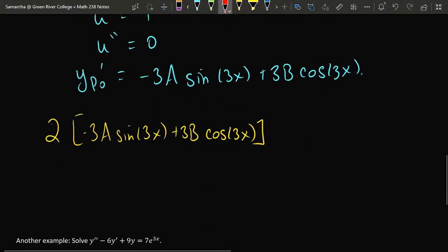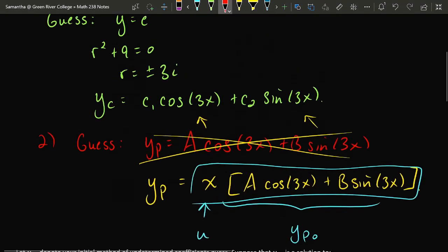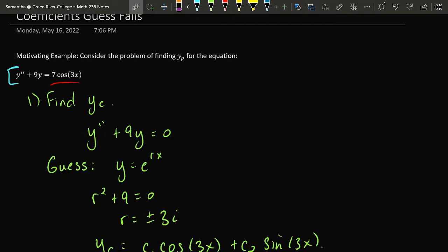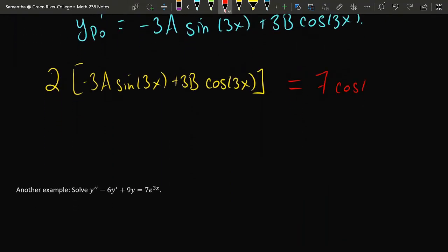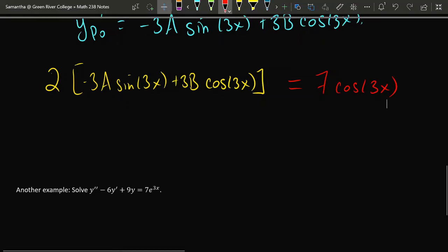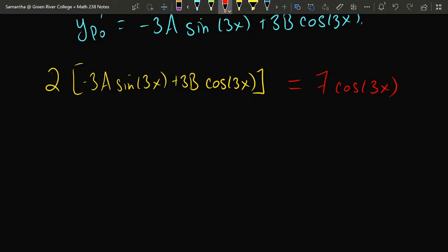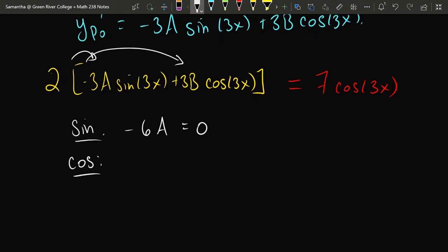That's the left-hand side of the differential equation, and the right-hand side of our differential equation in our problem is equal to 7 cosine 3x. So let's copy that down on the right side of the equal sign. Now our mission is just to examine this equation and find the values of a and b which make this equation true. So for example, by comparing the sine terms on both sides, I can conclude that negative 6a must be equal to 0 because we don't have any sine terms on the right. By comparing the cosine terms, I can conclude that 6b must be equal to 7, and therefore b must be equal to 7 over 6.